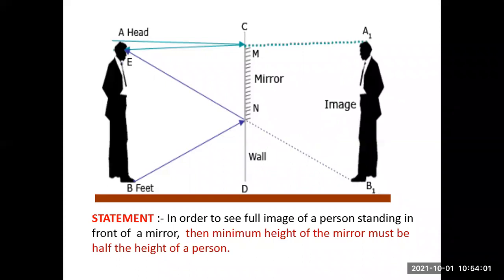You can see the capital letter A, which denotes the head, and capital letter B, which denotes the feet of the person. So in order to see a full image, what height of the mirror is required? Just half the height is required. And you can see the image A1, B1 formed.